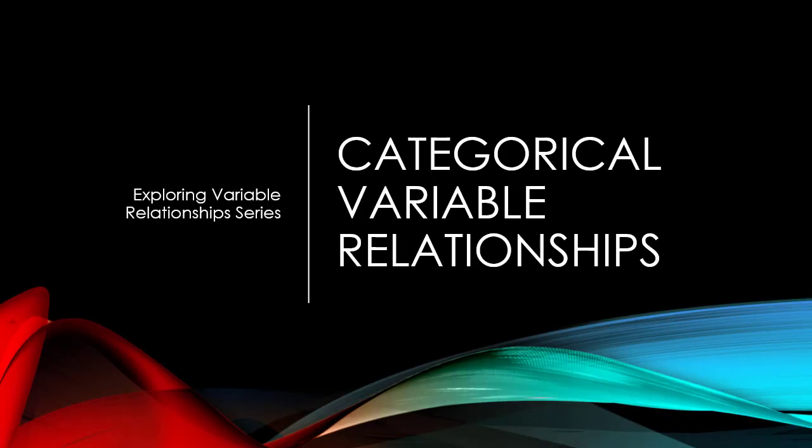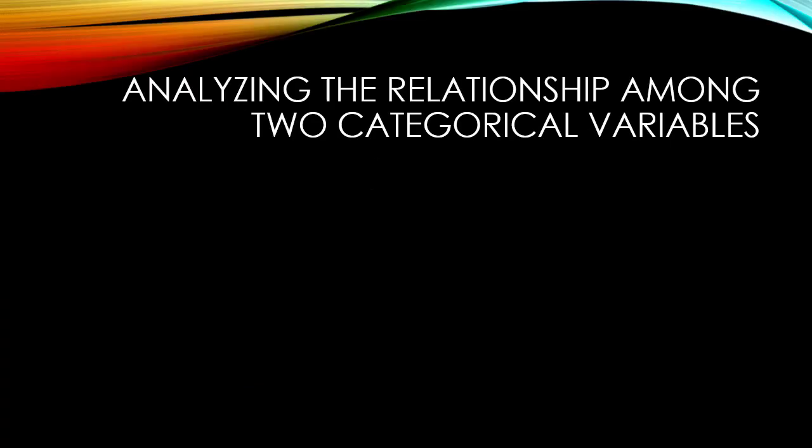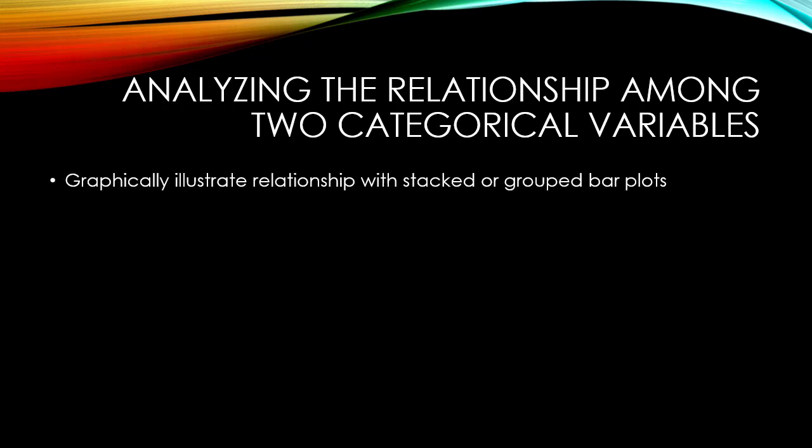We have been studying bivariate relationships. We're now ready to move to the third and final variable combination, two categorical variables. Let's begin by looking at the steps that we are going to take to analyze the relationship among two categorical variables. First, we will graphically illustrate the relationship with stacked or grouped bar plots.